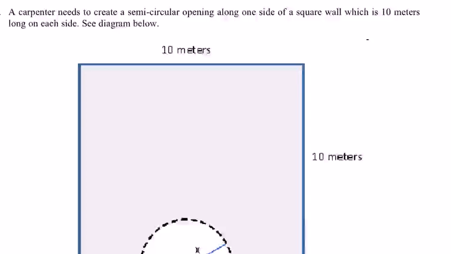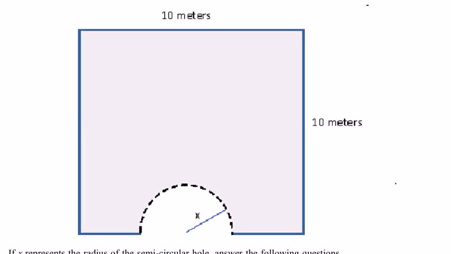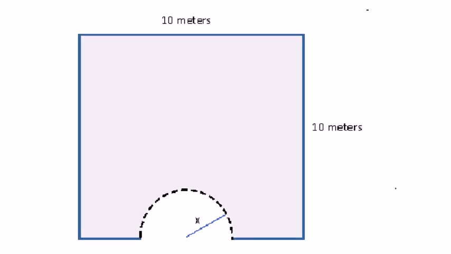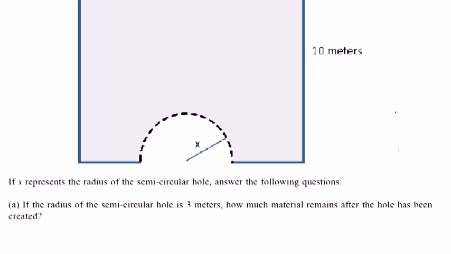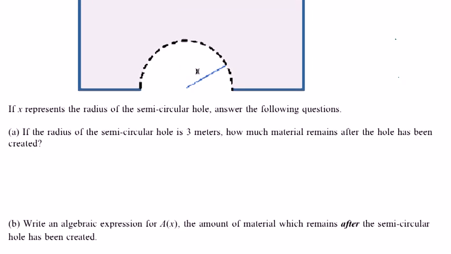Okay, well, let's get started. Let's read the problem. Let's see what we are asked to do, and let's go ahead and solve the problem. A carpenter needs to create a semicircular opening along one side of a square wall, which is 10 meters long on each side. And we're given this diagram here. We have a 10 by 10 square, which has a semicircular piece that is being cut off from the square. Moving on, it says, if x represents the radius of the semicircular hole, answer the following questions.